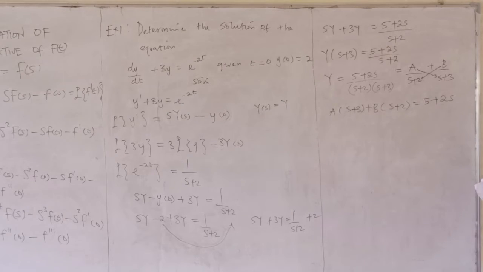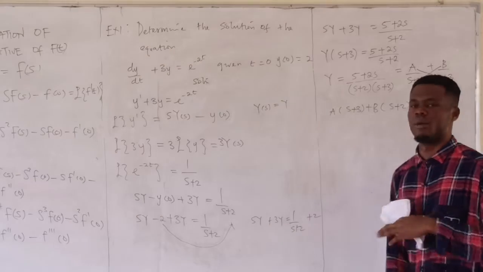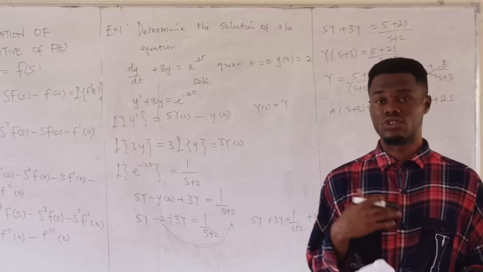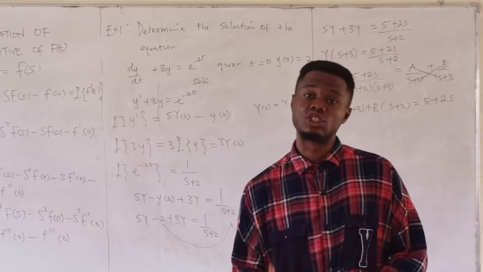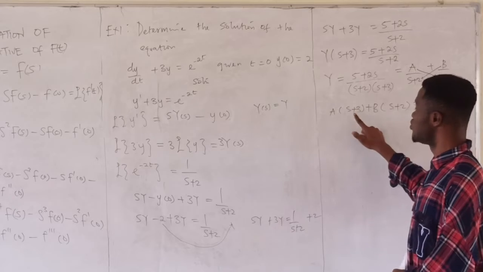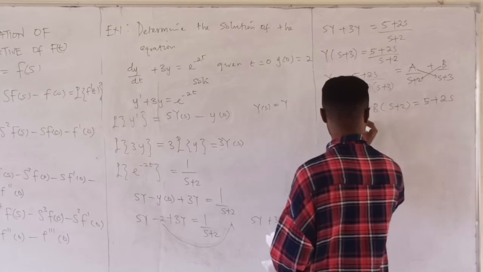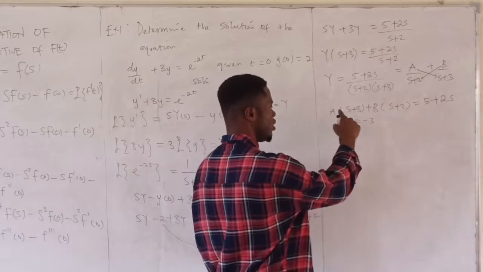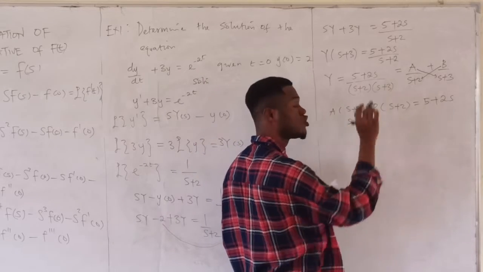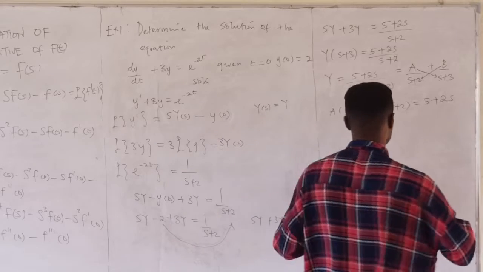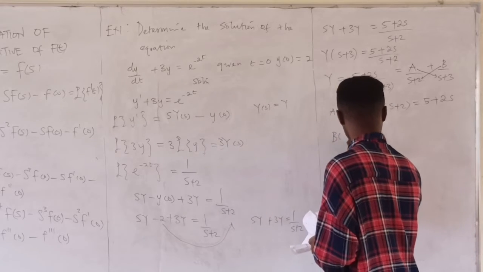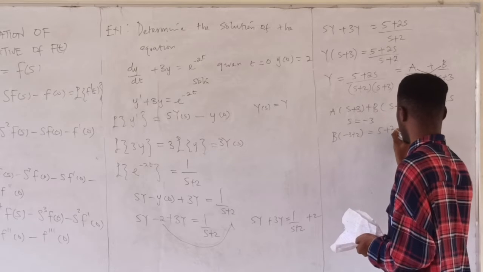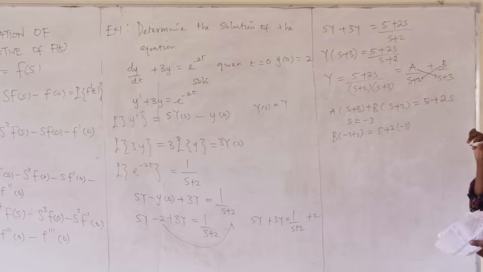The next thing we are going to do is to eliminate a and b in the equation. You are going to eliminate a first or b first, whichever one you want to start with, and then you go ahead to eliminate the other. So let's assume I want to start with a. If I say let s equals minus 3, if I put minus 3 here, a goes to 0. So what I have left will now be b into minus 3 plus 2, which is equal to 5 plus 2 into minus 3. So this is what I have.